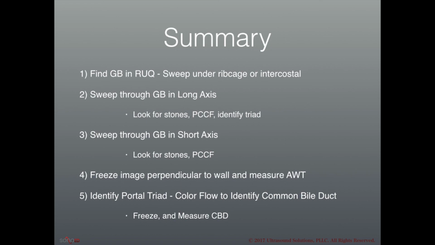I'm then going to turn the probe into short axis and examine the gallbladder from the fundus down through the neck, again looking for the same things, paying particular attention in both of these views to the neck of the gallbladder to make sure I don't miss an impacted stone. I'm then going to freeze the image perpendicular to the wall so that I can measure the anterior wall thickness. And lastly, I'm going to again identify the Portal Triad, use color flow to identify the common bile duct, which will have an absence of flow, and then freeze the image and measure the common bile duct.